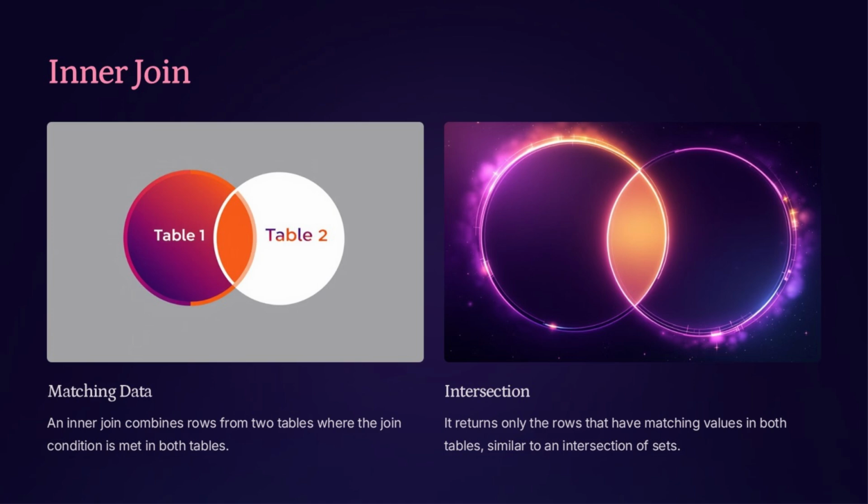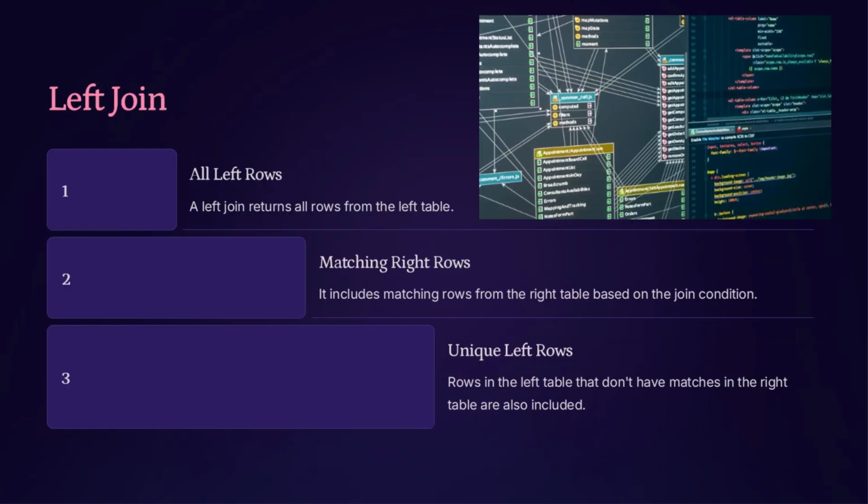The left join is a type of database join that returns all rows from the left table, along with any matching rows from the right table based on the join condition. It ensures that all rows from the left table are included, even if there are no matching rows in the right table. This is useful when you want to see all the data from one table and any related data from another table, without losing any of the information in the left table.